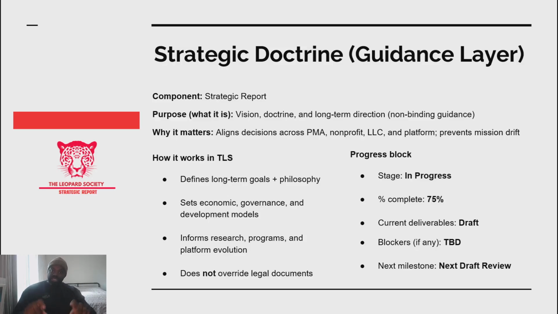All right. So for the strategic doctrine layer, which is the guidance layer, the component is the strategic report. Think of the strategic report as like the national security document that gets published by the U.S. that states this is what the U.S. plans to focus on. This is what the U.S. determines are some of our very important things to focus on economically, strategically, resources and whatnot.